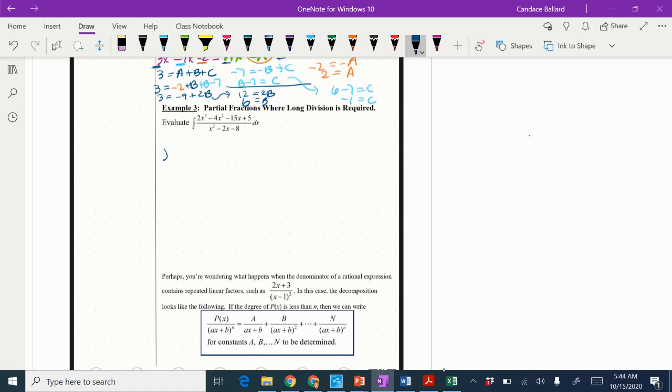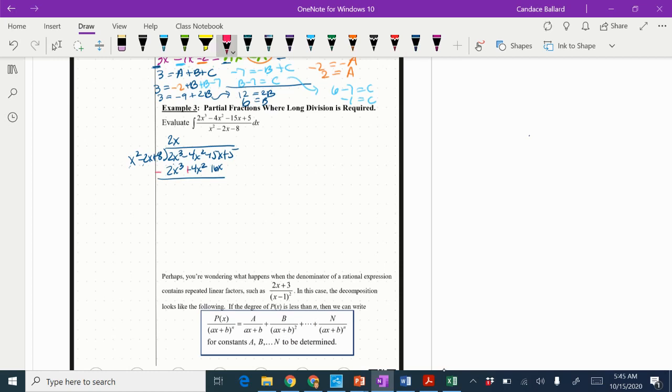So here's my long division to begin with. I know I'm going to have the 2x cubed minus 4x squared minus 15x plus 5, and then I've got x squared minus 2x plus 8 on the outside. I ask myself what times x squared is 2x cubed. So that would be 2x. And then I'm going to distribute that through. So 2x times x squared is 2x cubed. 2x times negative 2 is negative 4x squared. 2x times 8 is 16x.